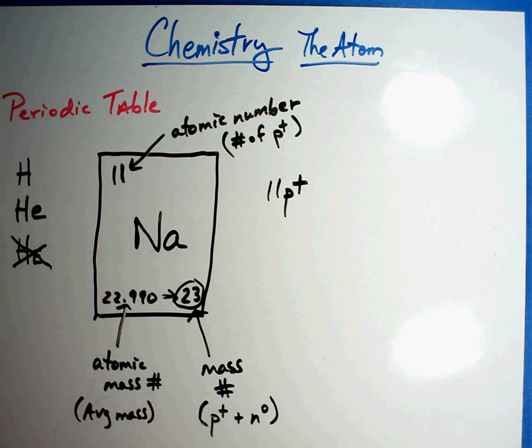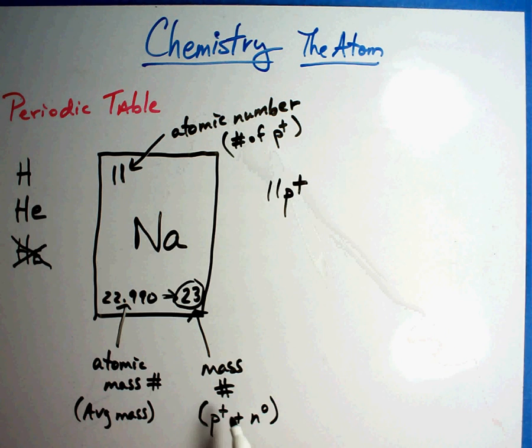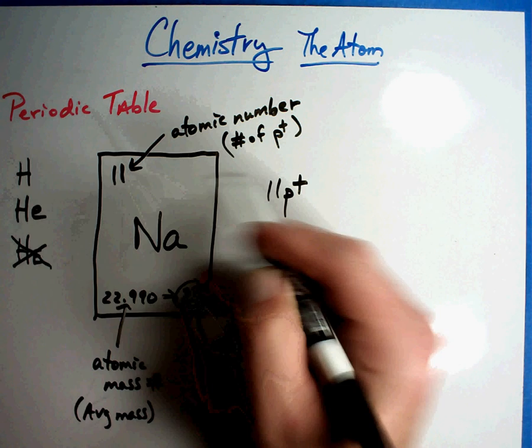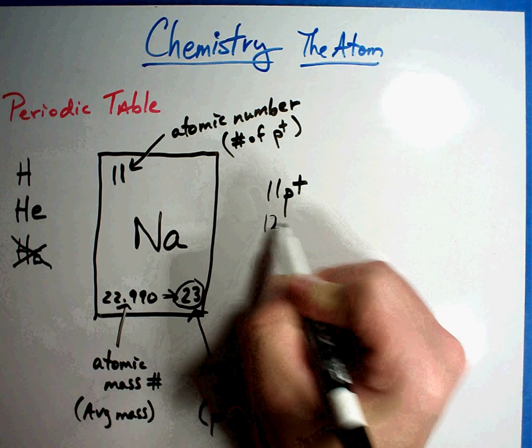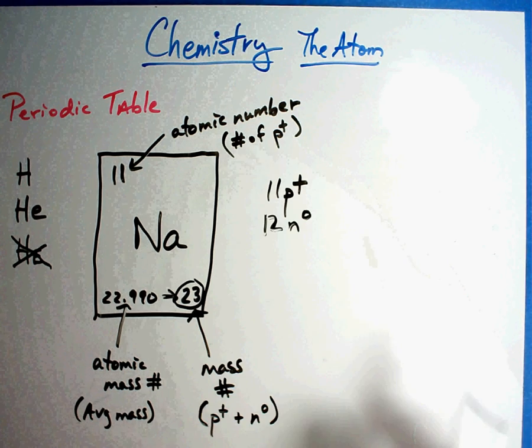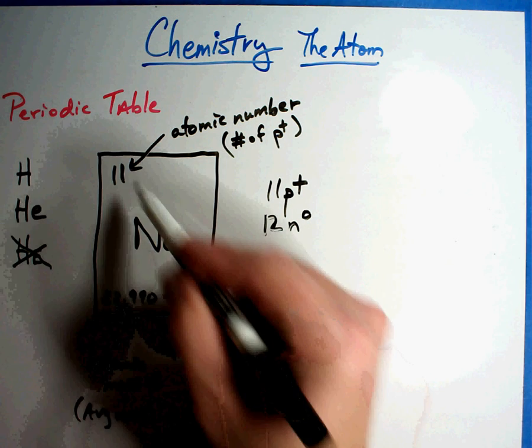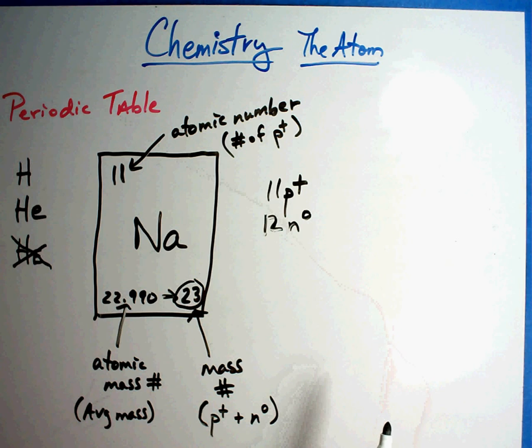And so here's why this is helpful to us. If this is the number of protons, and this is the number of protons and neutrons, if I subtract 23 minus 11, which is 12, that tells me that this has 12 neutrons. So there are 12 neutrons inside this atom. 23 minus 11.